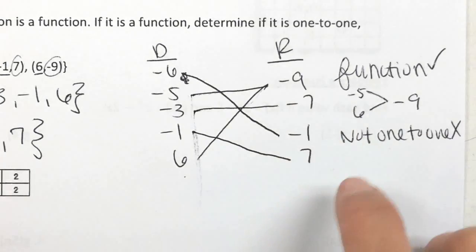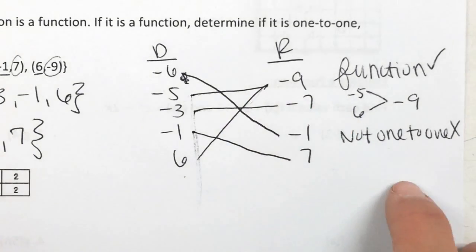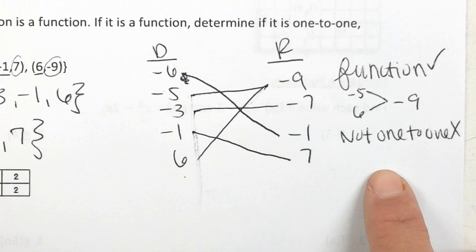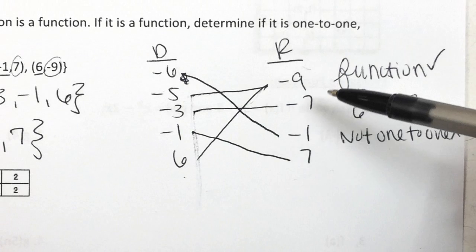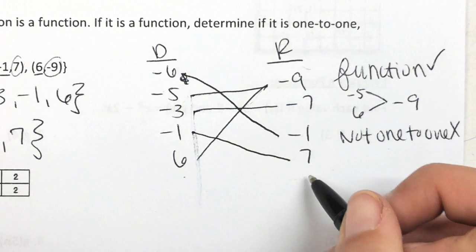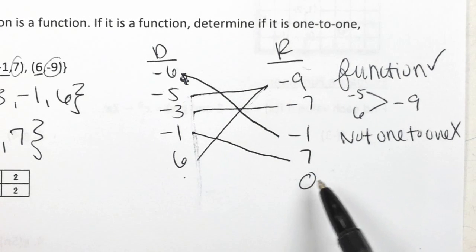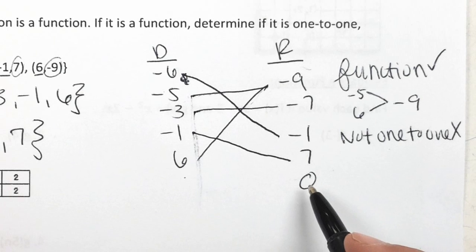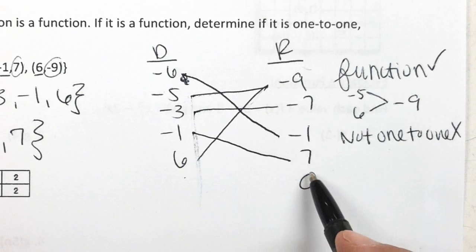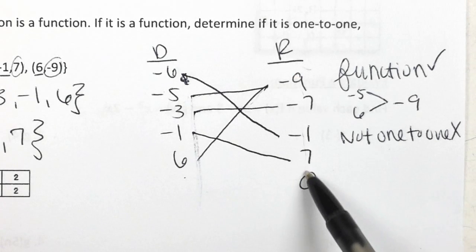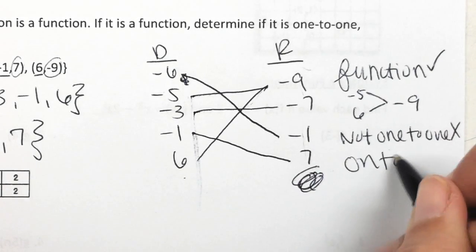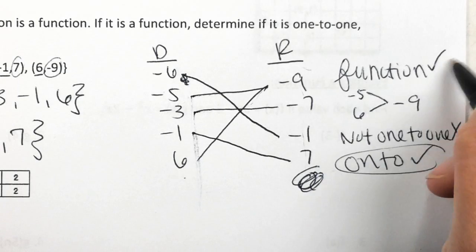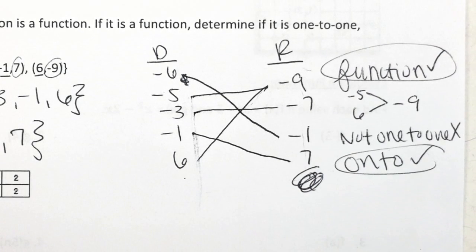So again, you look at your y values. There's 2 coming from the -9, so it's not 1-to-1. And the onto, you just make sure that every value in your range has an x value. So in other words, if there was a 0 right here and it didn't have anywhere to go, it was just right there, it didn't have an x value, then this would not be onto. But see how every value in the range has somewhere to go? So this is onto. So it's a function and it's onto. And we are done. That's it.